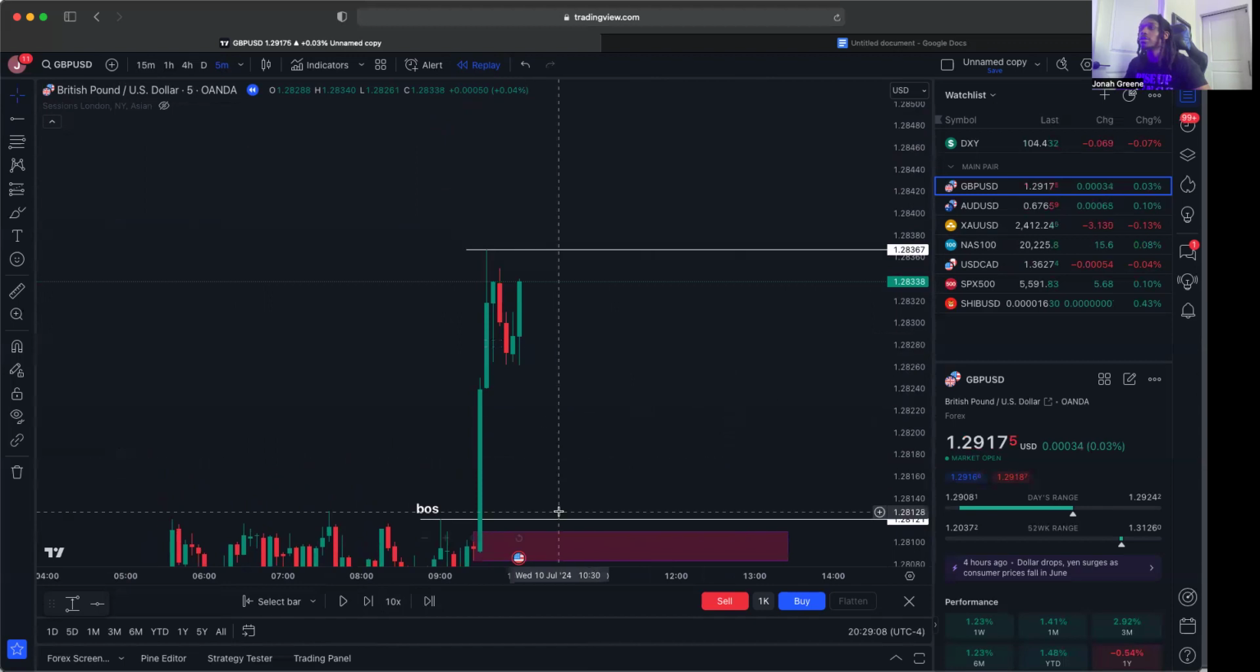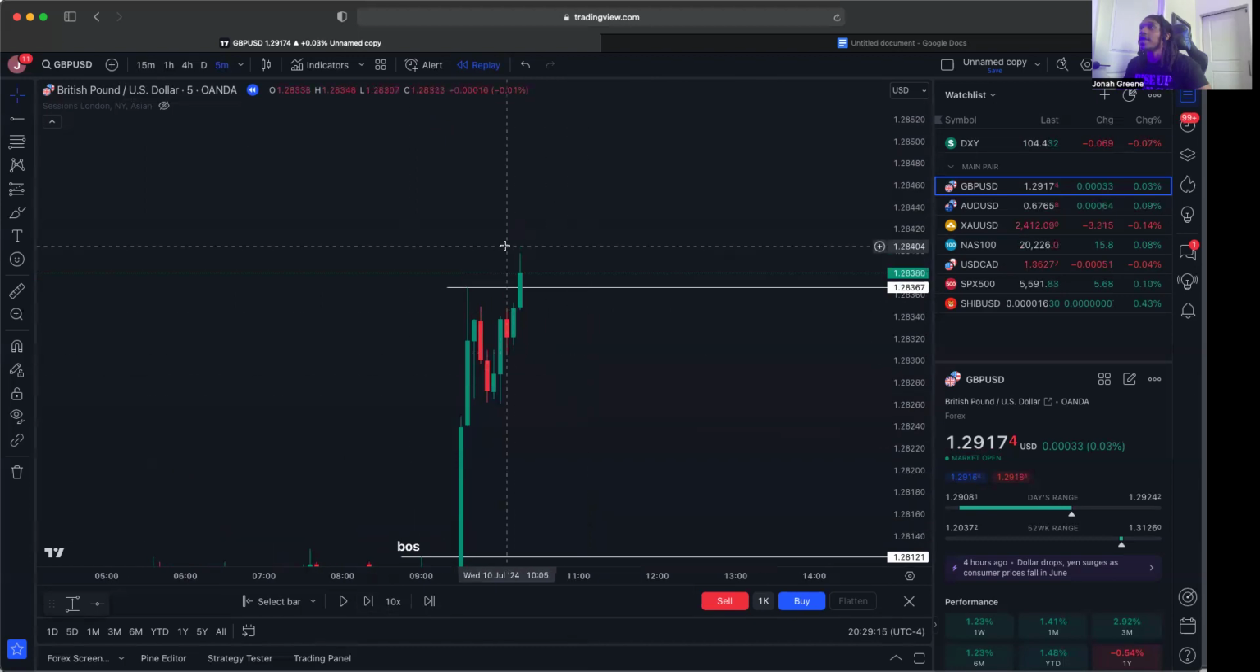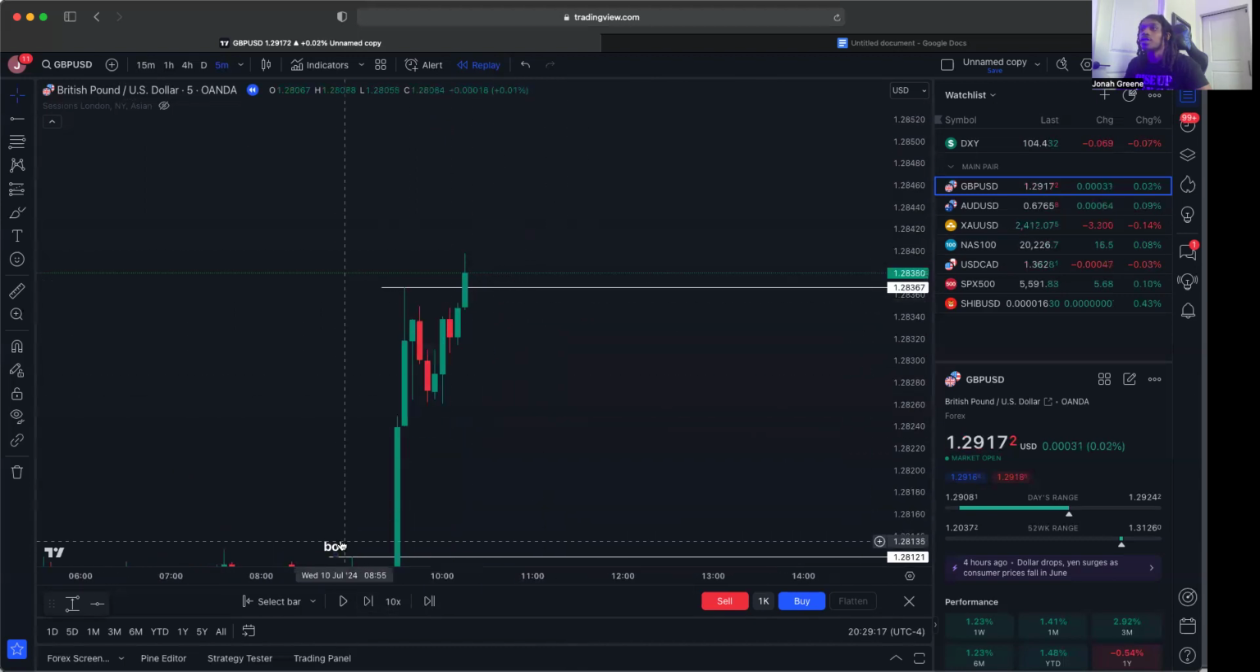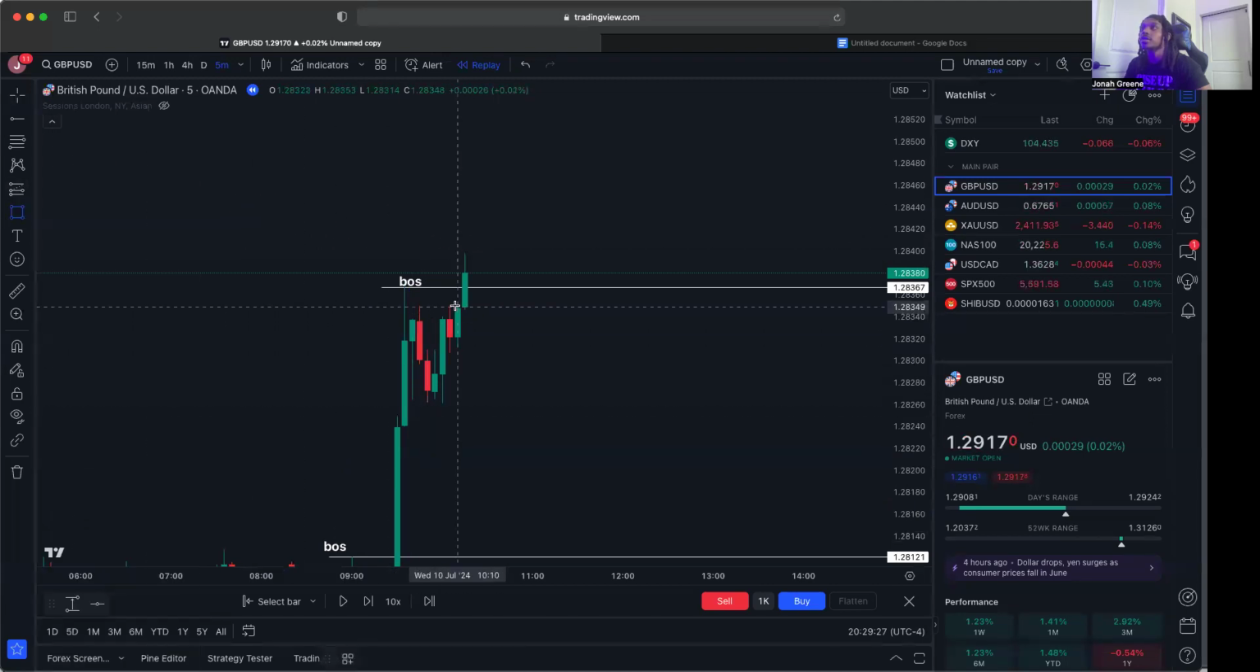You need to see some clear direction. Follow the market. That's the objective. So we have a break of structure happening. Another one, let's copy or clone this and put a break of structure. Now we'll put our demand zone right here.